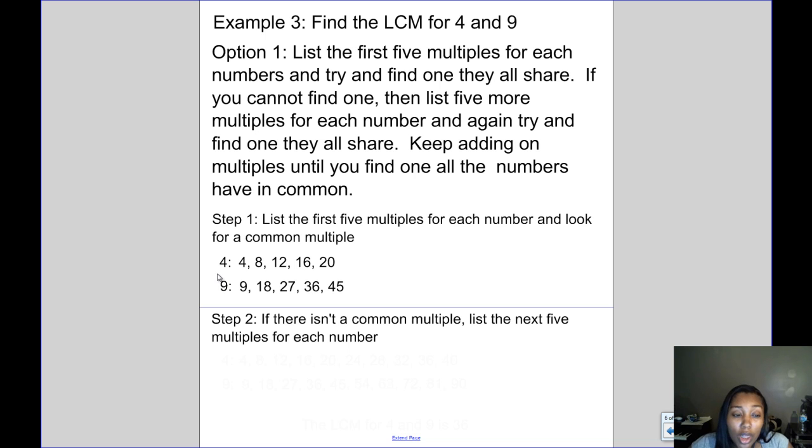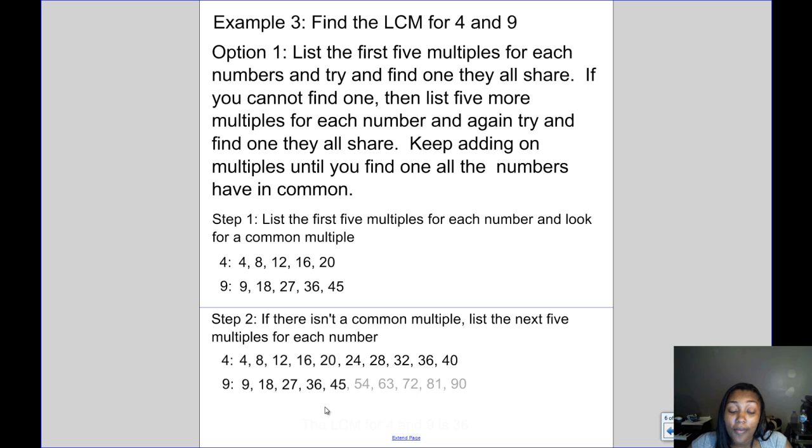So I'm going to be looking to see, is there a number that they both have in common? And when I look, I don't see any numbers that they both share. So that means I actually need to add 5 more multiples for each number. So I'm going to go back. So these are the original numbers that I have. So now I'm going to actually add 5 more multiples. So then I know 4 times 6 is 24, 4 times 7 is 28, 4 times 8 is 32, 4 times 9 is 36, and 4 times 10 is 40.